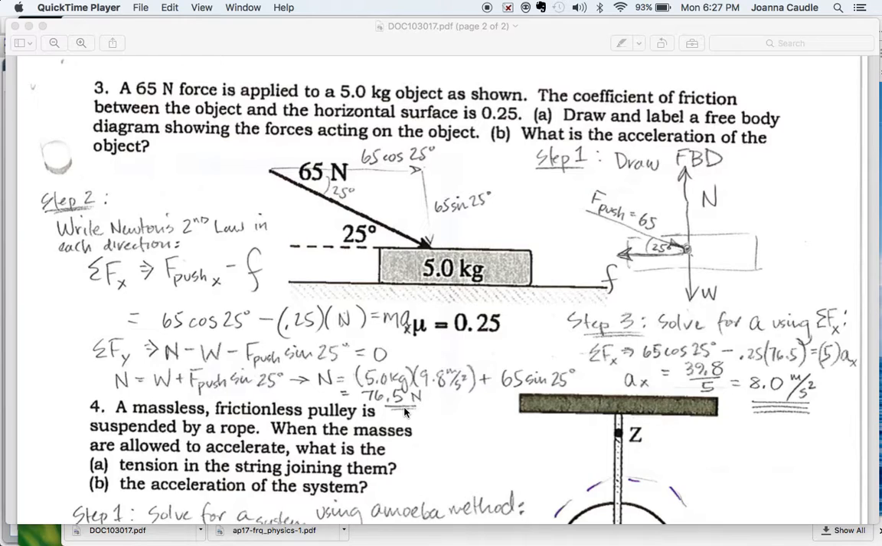Now that I have that, I can plug that back into the equation I wrote for the forces acting in the x direction. So step 3 is solve for the acceleration using that net force equation. Plugging in all the information I know and solving for the acceleration, I get that it's equal to 8 meters per second squared.